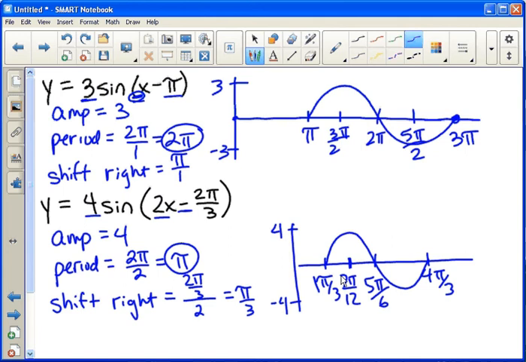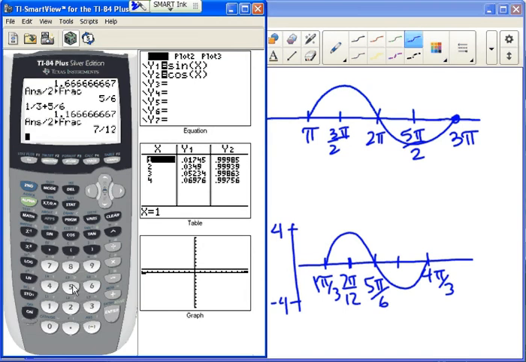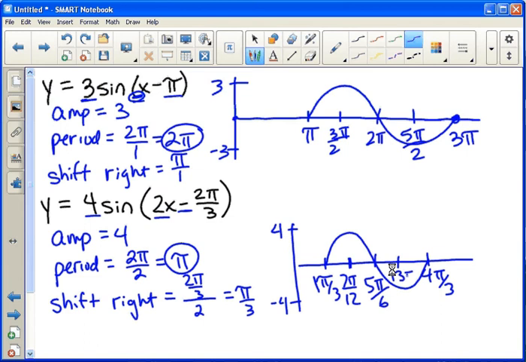Now I need to find this spot. So I add 5 over 6 plus 4 over 3. You add that together, divide by 2, and you get 13 pi over 12. And that's how you do it. Okay, so that's two sine ones. Let's try some with cosine now.